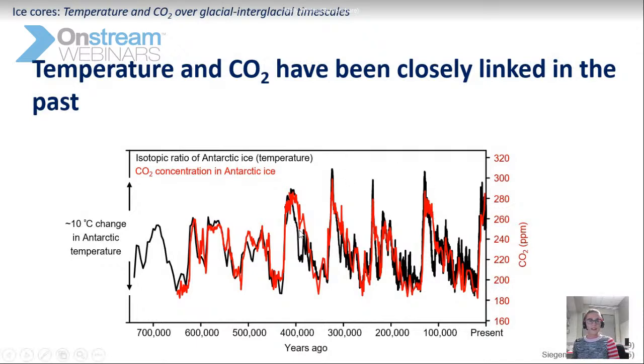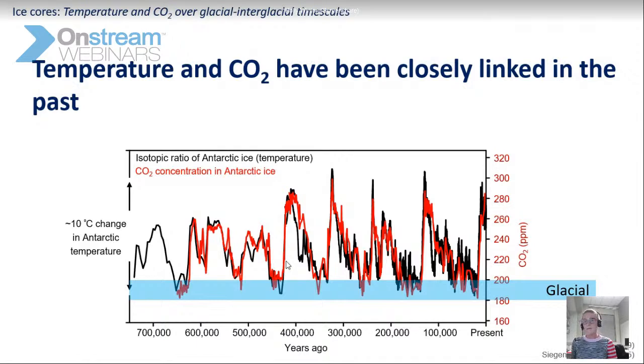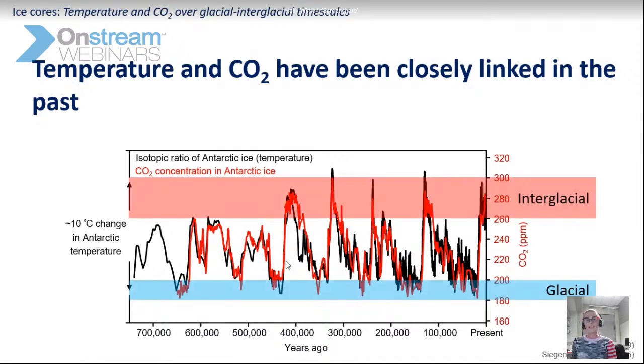You can also see that there is a really large range in temperature, 10 degrees, between what we call glacial time periods. So these are the cold times. These are when ice sheets were much larger than they are today. Sea level was lower. And there's a 10-degree temperature change between this time and what we call interglacial. So that's where we are now.